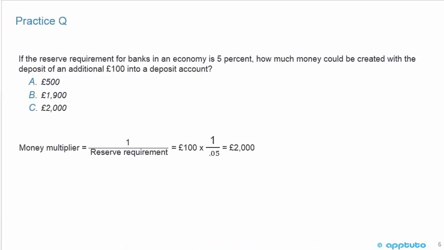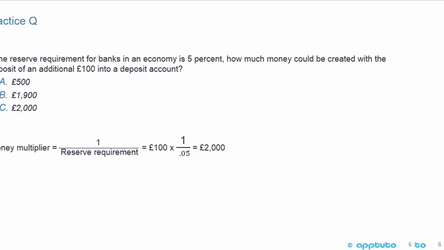So the correct answer is C. This is a pretty easy one. Remember, the money multiplier is just 1 divided by the reserve requirement. So in this case, they've given you the additional £100 into a deposit account. So it's just £100 times 1 divided by 0.05, and that's going to give you £2,000. So recall, with the reserve requirement being 5%, the money multiplier is 20.